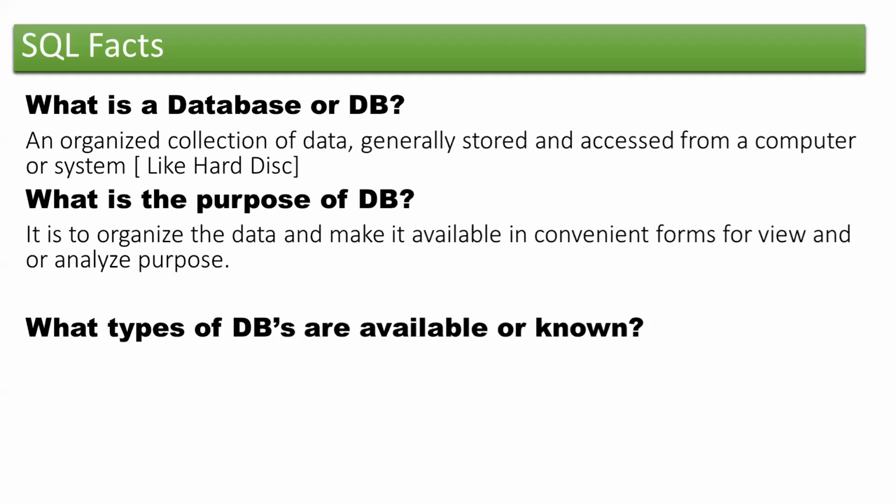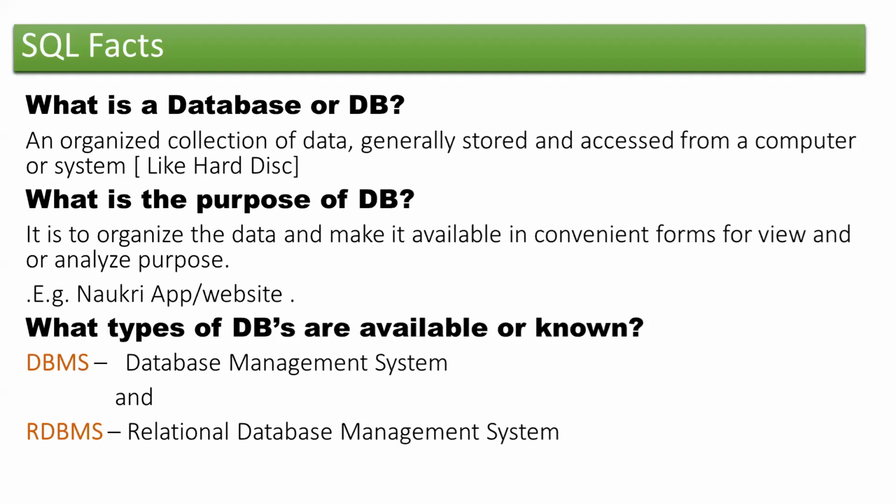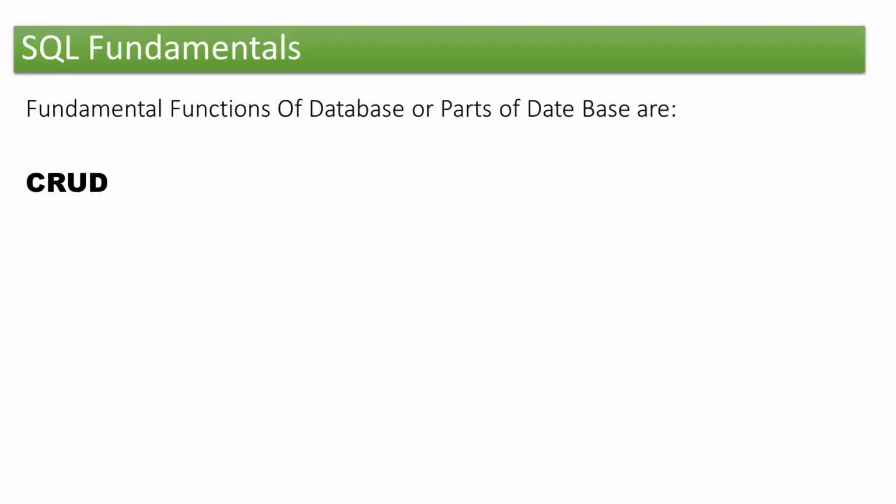What types of DBs are available or known to us? What types of databases are available and known to us? DBMS and RDBMS. Right. DBMS stands for Database Management System, and RDBMS stands for Relational Database Management System. Next, there are a few fundamentals of SQL. We term it CRUD. This will help you understand what actually is happening.